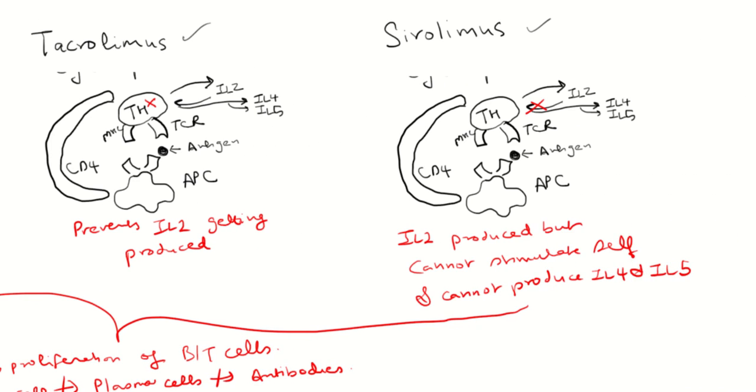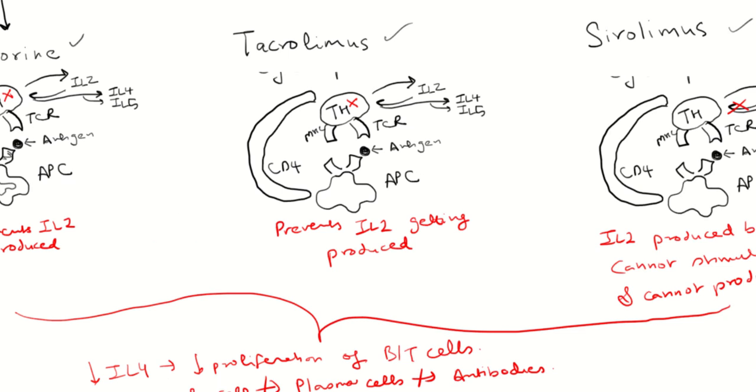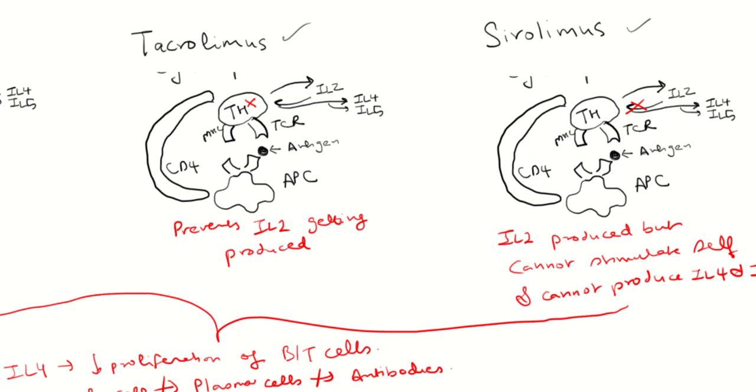Sirolimus is actually more interesting. What it does is, the T helper cell is able to produce interleukin 2, but you know how that interleukin 2 that's produced has to stimulate the T helper cell that produced it to then produce interleukin 4 and 5. Well, sirolimus prevents that interleukin 2 that has been produced from stimulating itself and producing interleukin 4 and 5. So in all three cases, interleukin 4 and 5 are not produced, right?